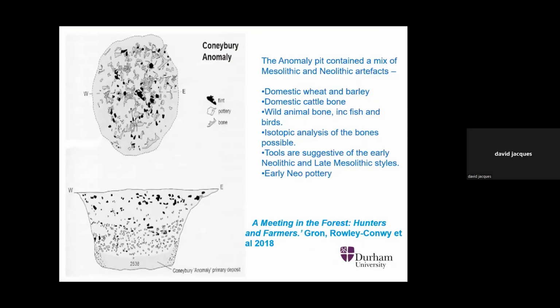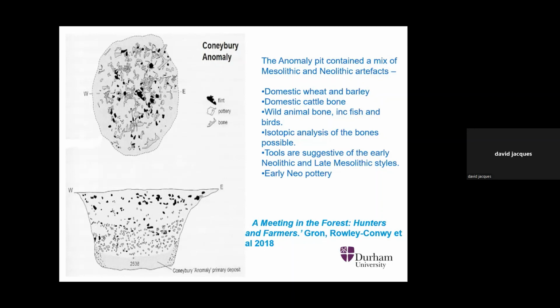What's really fascinating about it is what's in this big pit that gives the anomaly its name. It's a really interesting mixture of farmer artifacts like domestic wheat and barley, domestic cattle bone, and early Neolithic pottery, with loads of wild animal bone, and also some later Mesolithic flint tools. And what it points to, I think, is, at the minimum, a sort of celebration, a memory, if you like, of hunter-gatherer and farmer groups getting on well in this landscape.